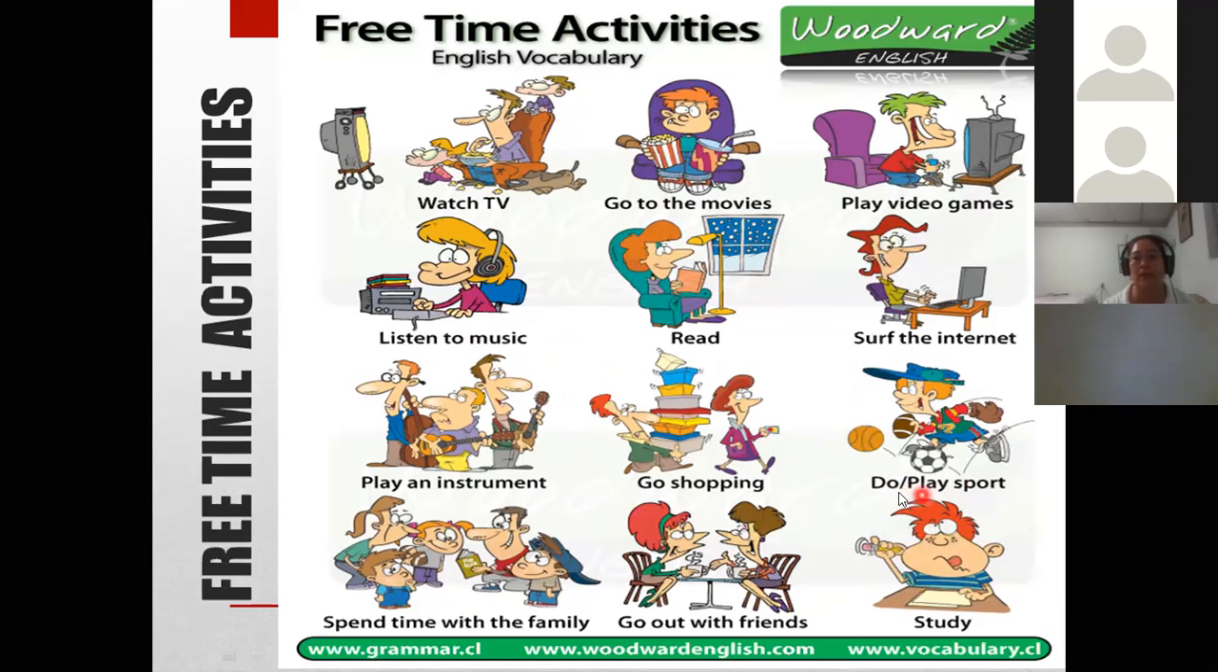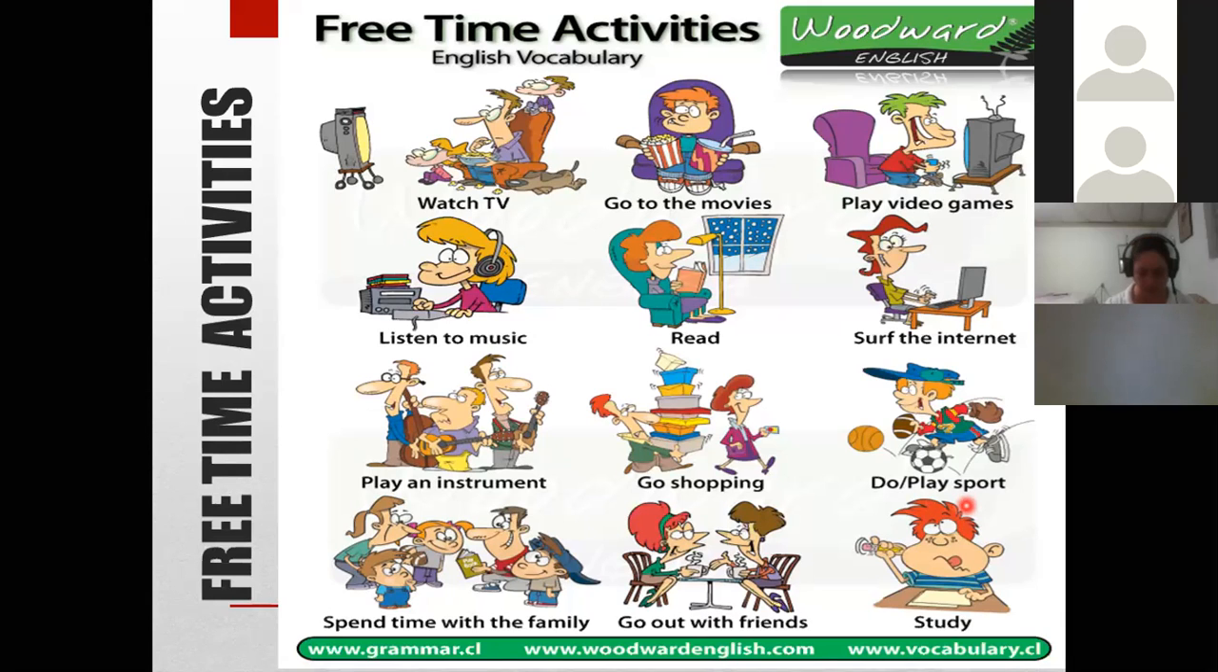Either of the two can be used. But for example, we are going to use the verb play when we use a ball in the sport. For example, play basketball, play soccer, play tennis, because all these sports have a ball. And do is, for example, do martial arts, do karate. Okay?